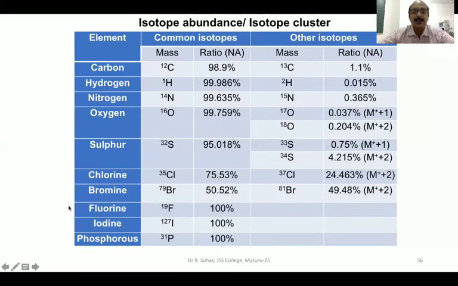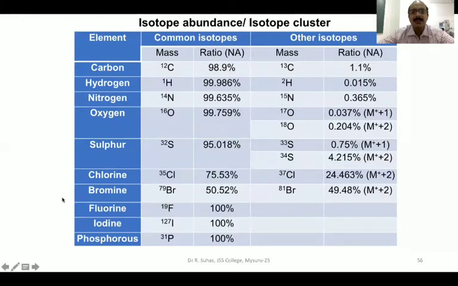Whereas the last three elements, say fluorine, iodine and phosphorus, are all monoisotopic, meaning that they have only one isotope. There are no naturally occurring isotopes of fluorine other than F19, for iodine other than I127, for phosphorus other than P31. That means there is only one naturally occurring isotope of fluorine, iodine and phosphorus. Fluorine will be F19, iodine will be 127, phosphorus will be 31. This is about the natural isotopic abundance, or we can also call it the isotopic cluster.